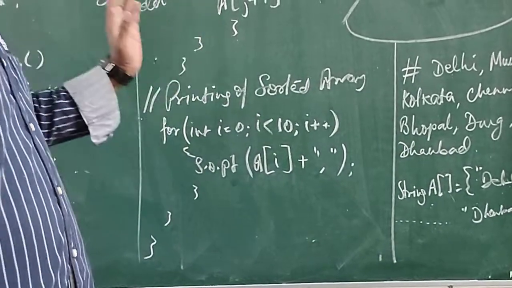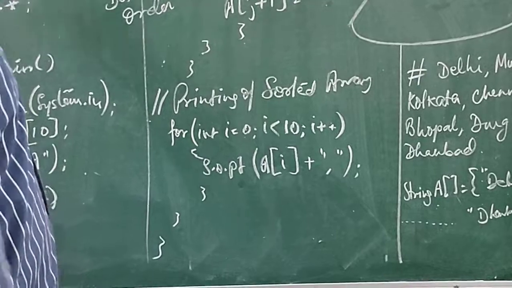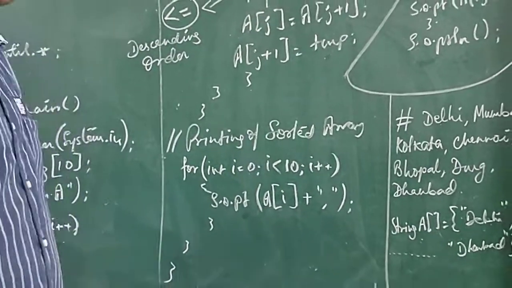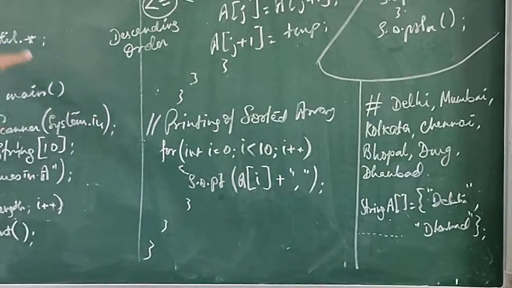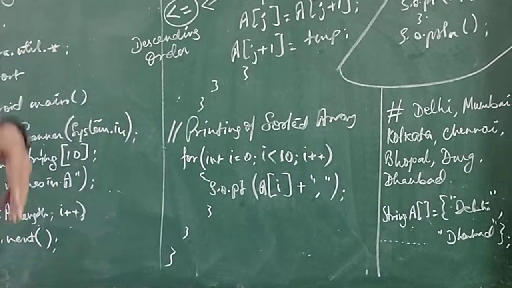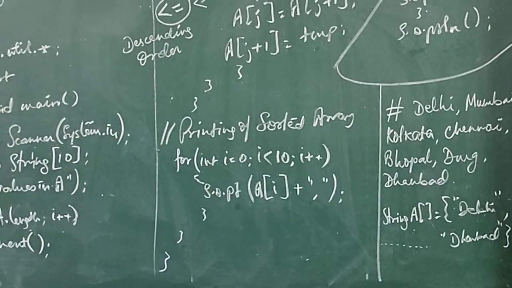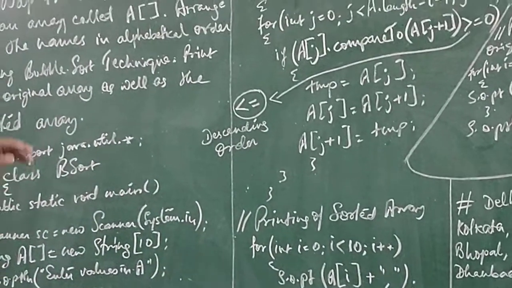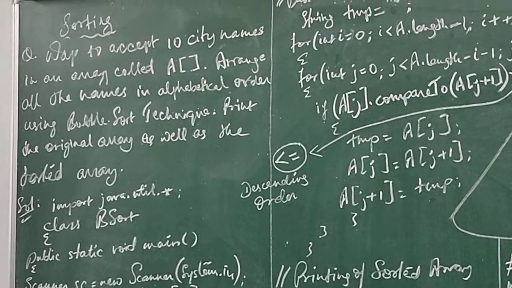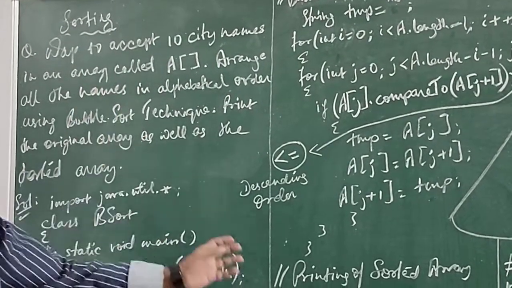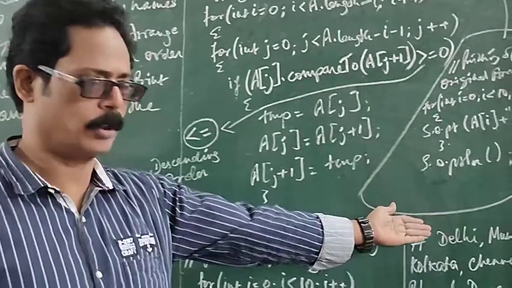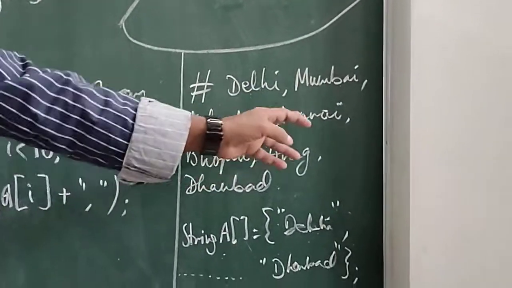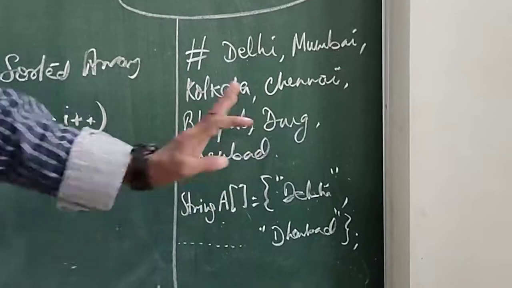So this is how we make sure that this particular program is solved with string-based sorting. Now the same program can be given in another way. They will tell you this way: write a program to perform alphabetical order sorting with reference to the following city names. The city names will be given like Delhi, Mumbai, Kolkata, Chennai, Bhopal, Durg, and Dhanbad.